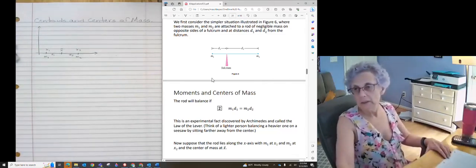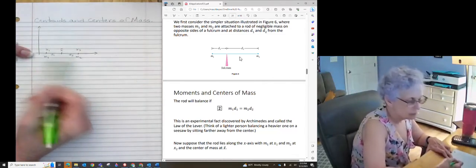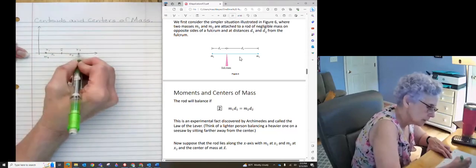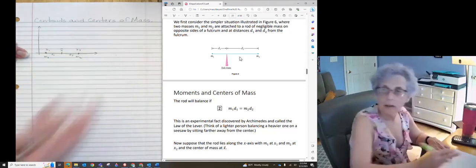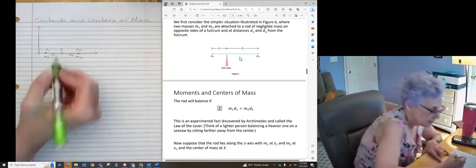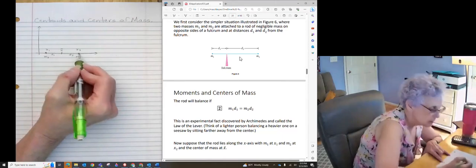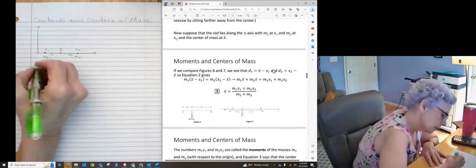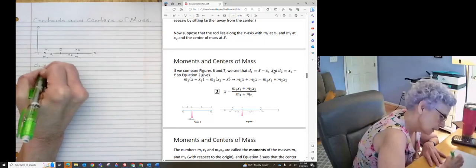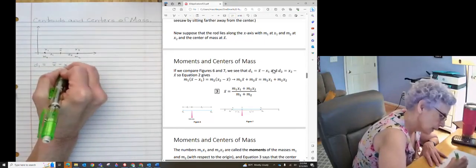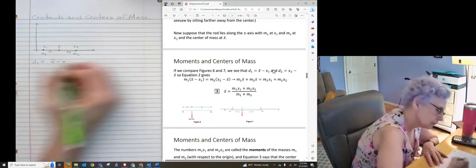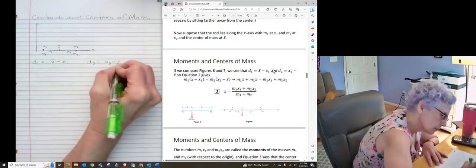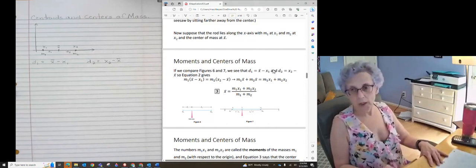I have taken my little masses and I put them here along the x-axis. So I put x1 right here and x2 right here. So x bar is the center. The distance from here to here is d1, the distance from here to here is d2. So that means that d1 is equal to x bar minus x1. Distance 2 is equal to x2 minus x bar.